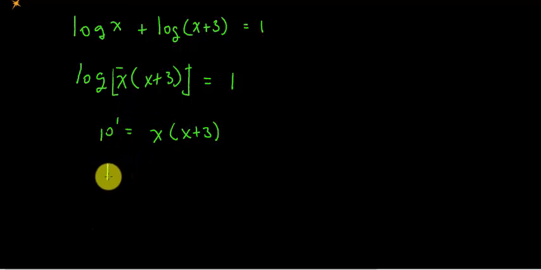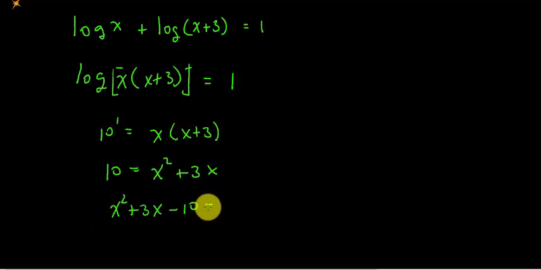And so we can say 10 is equal to, and we'll distribute this x, we get x squared plus 3x. Now we'll subtract this 10 over here, and we get x squared plus 3x minus 10 is equal to 0. Now we have a quadratic equation. The factors of 10 are 2 and 5. It's a minus 10, so we'll let the 2 be negative and the 5 be positive. That will give us the positive 3 here.